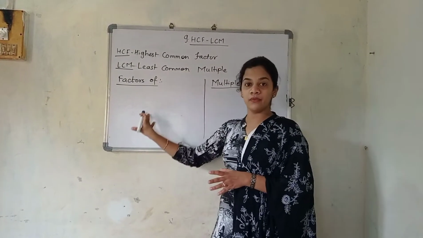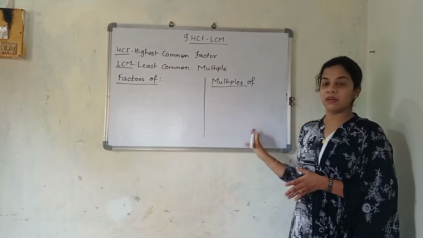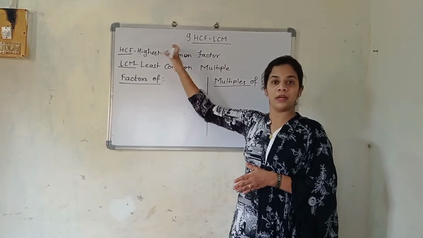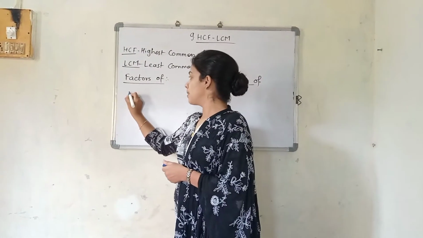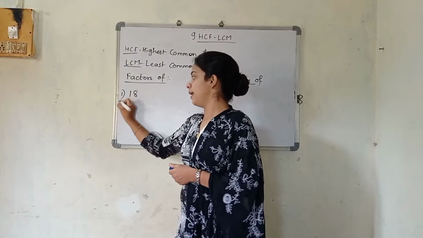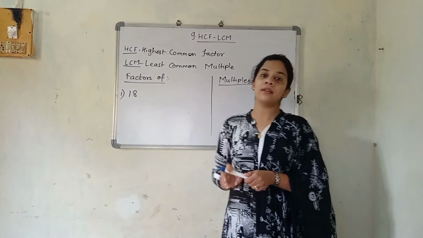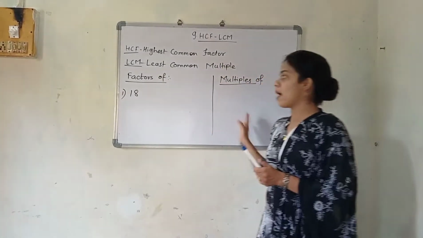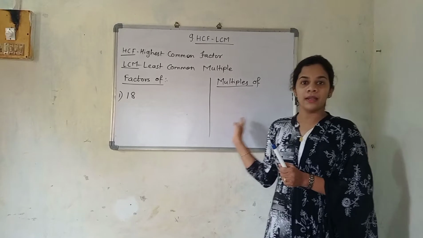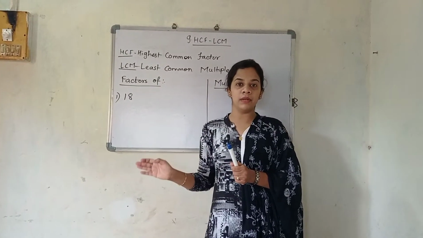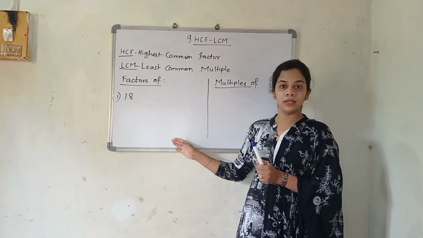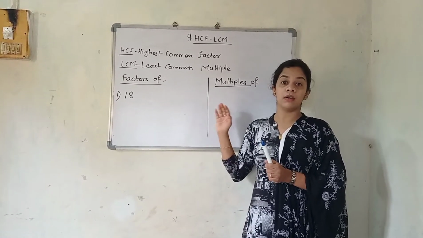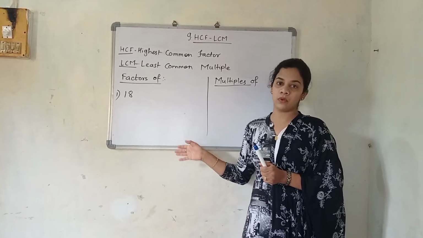First we are going to see the factors, we are going to see the multiples, and then we are going to see how we are going to find out the HCF and LCM. For that, the first example I am going to take is 18. We will find out the factors of 18. These two parts are totally different. I know you have already studied the divisibility test in the earlier lesson, so you will know this and it will be very helpful for us in solving this.